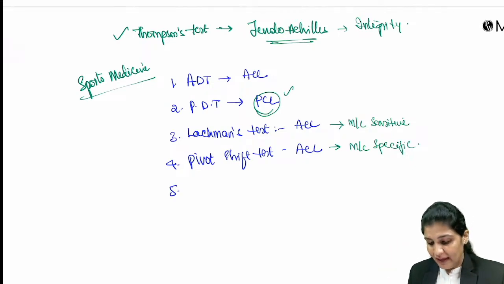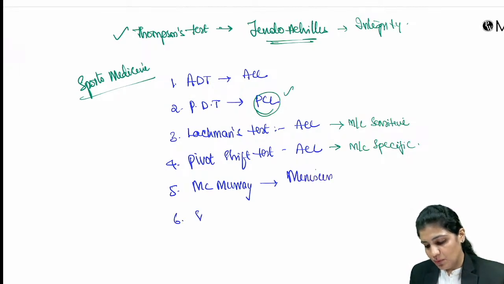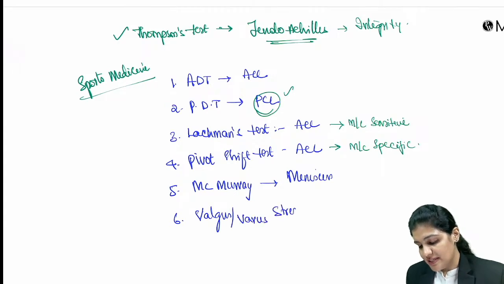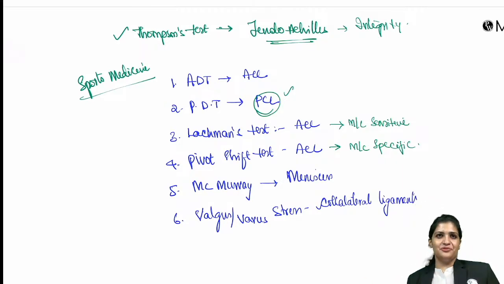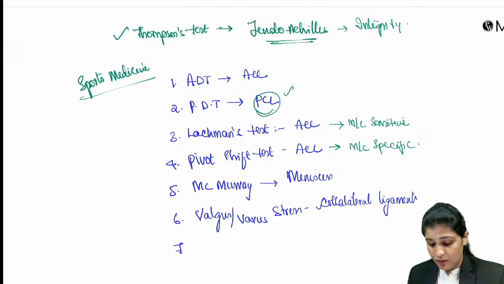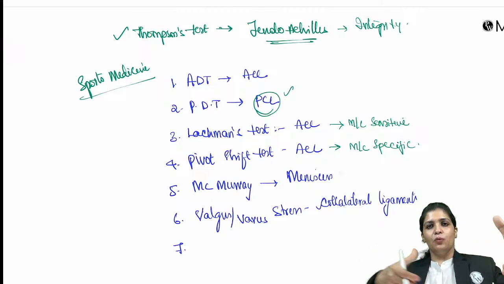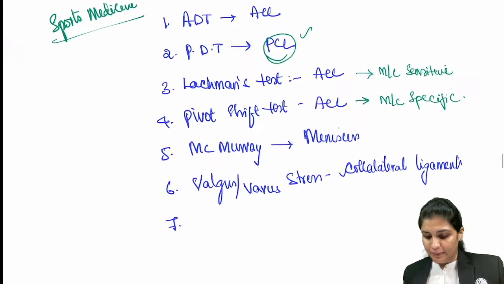And then we have your McMurray's grinding test, that is for your meniscus. And then your valgus stress and the varus stress test. So these tests are for your collateral ligaments. So when you are giving your varus stress, you are testing for your medial collateral ligament, and when you are giving the valgus forces, you are testing for your lateral collateral ligament. So that is your collateral ligaments are tested for your varus and the valgus. So the collateral ligaments, and then that completes your knee test.